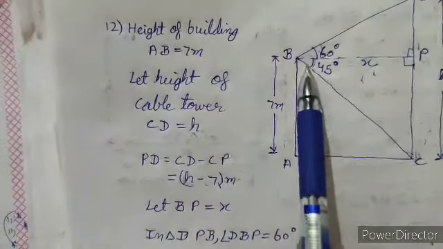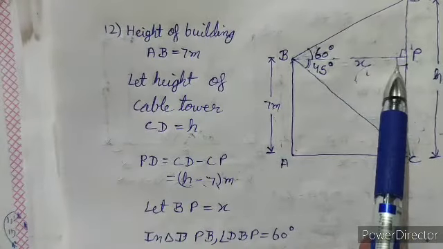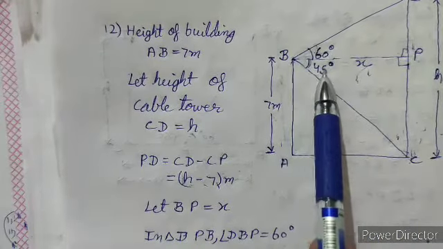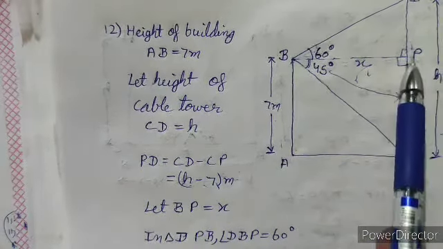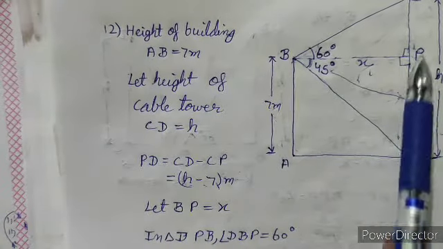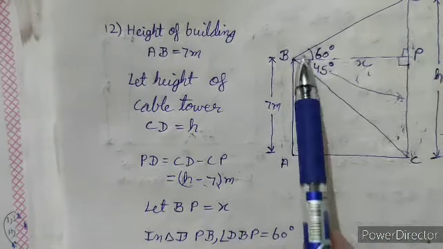Now in triangle BPC, angle P is of 90 degree and angle B is of 45 degree. Tan 45 will be equal to CP, that is the perpendicular here, CP upon BP.